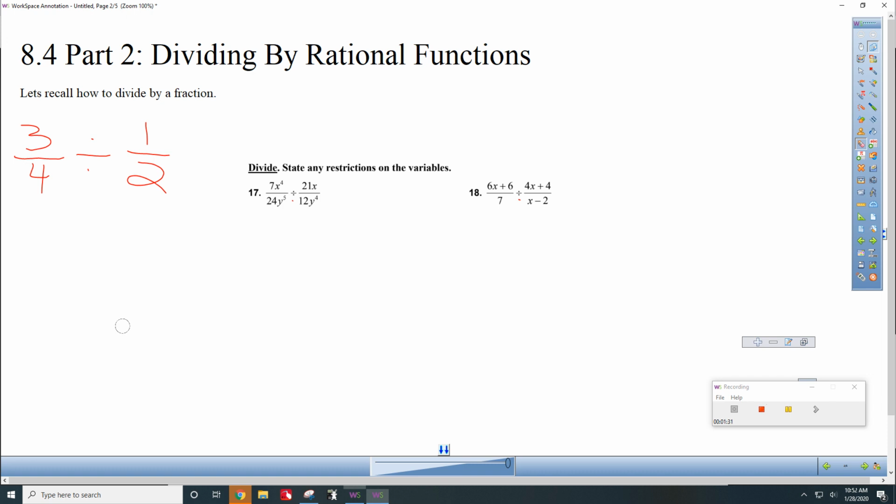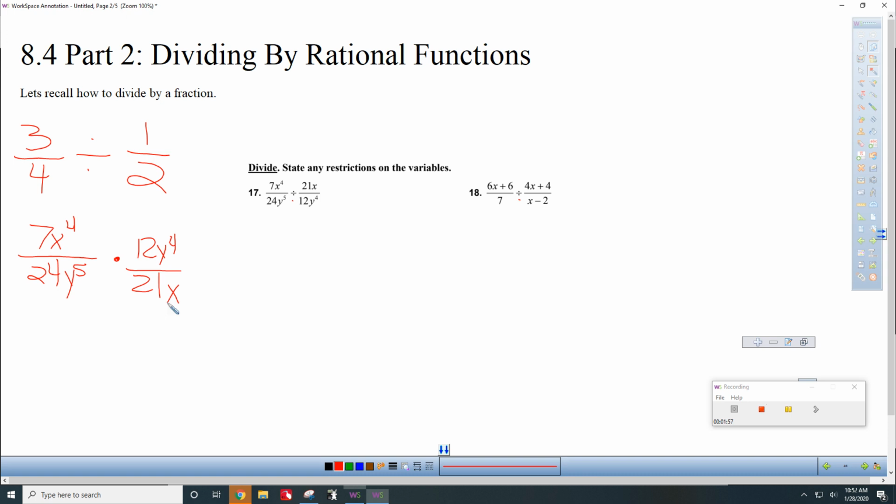Let's apply that to number 17 over here. We'll do number 17 and number 18. So all we got to do is rewrite it as a multiplication problem. I'm going to change it to multiply. Okay? So far, so good.